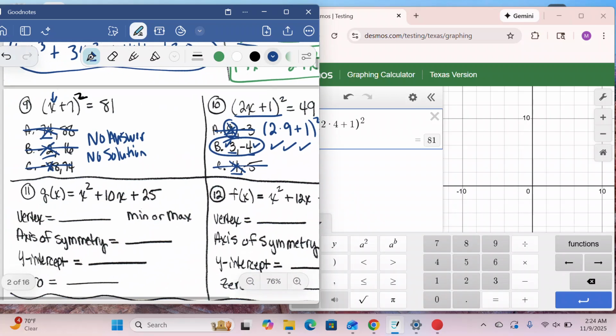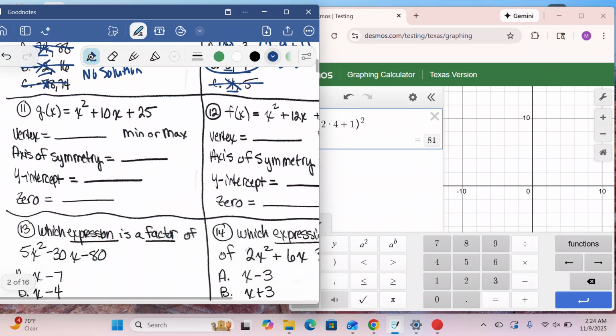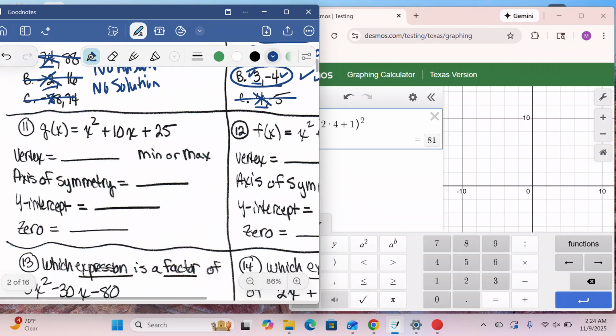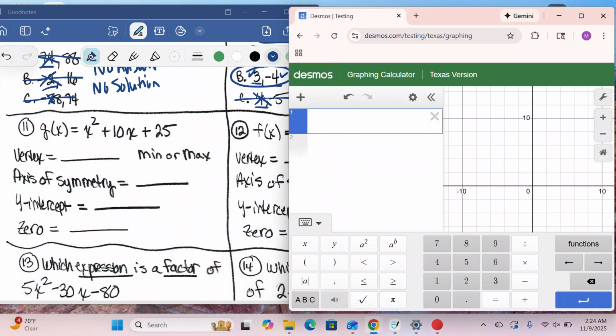Great job. Next, on number 11, I'm going to be given a quadratic, and we just finished going over quadratics. So what I'm going to do is go ahead and input this into the equation. X squared plus 10x positive 25.